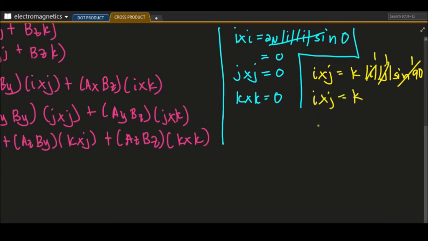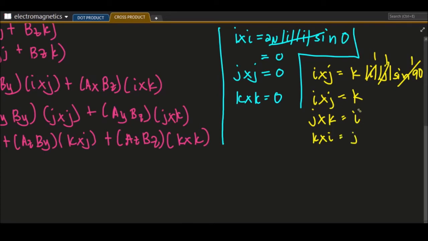The same goes if we have j cross k. This will be equal to i, and if we have k cross i, this will be equal to j.